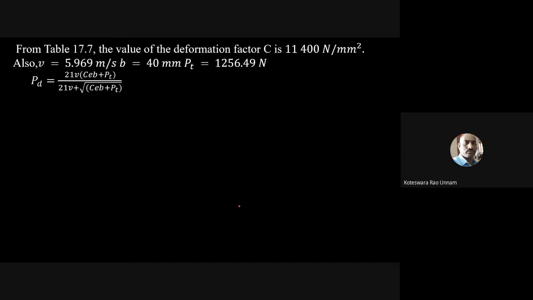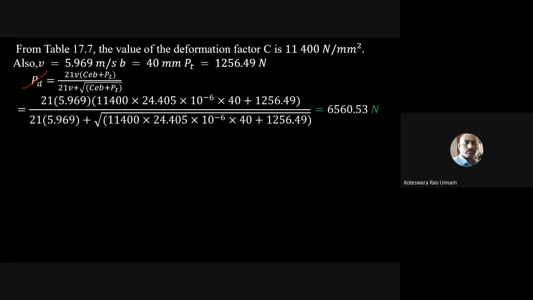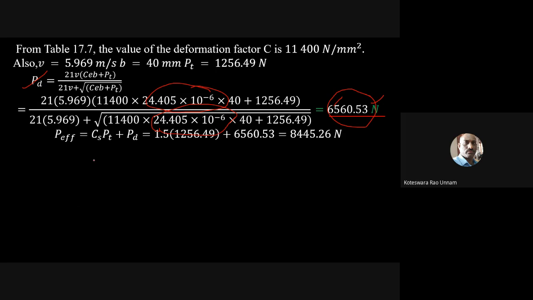Now again use the formula for the dynamic load and compute the value with this error. The dynamic load comes out reduced by half, because this value is reduced by half. Approximately, this is also reduced by 50%. So 6560.53 newtons is the dynamic load. Now again we calculate the P effective using the same formula. It is 8445.26 newtons.